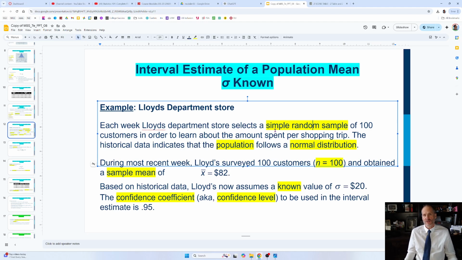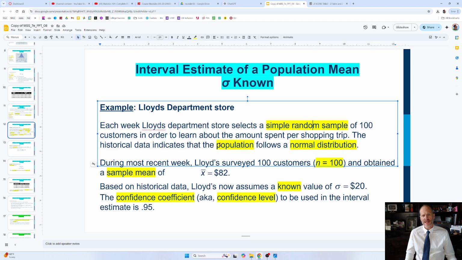If we had a roster, if it was finite, we could give them all a random number, then choose the 100 smallest random numbers or the 100 largest random numbers. Or if it's infinite, meaning customers just keep coming in, a simple random sample might be we select every other customer. So when a customer uses a coupon, we select the customer that comes after the person who used the coupon, and we just do that 100 times until we've selected 100 customers. That's pretty random. So each week, the department store selects a simple random sample of 100 customers in order to learn about the amount spent per shopping trip.